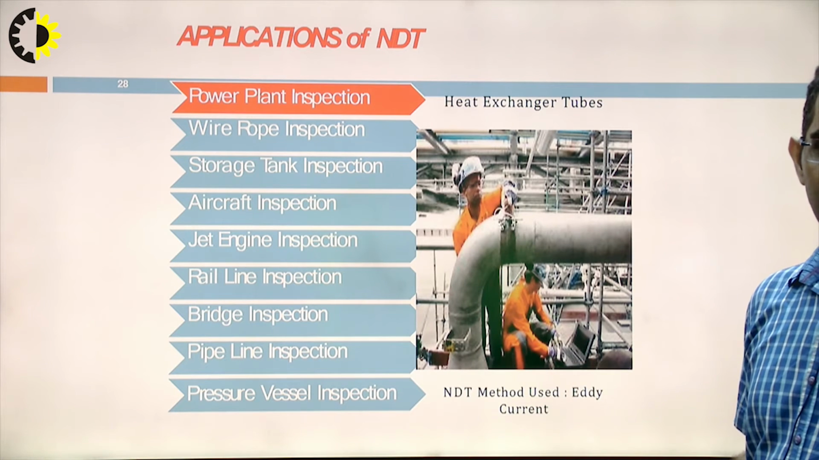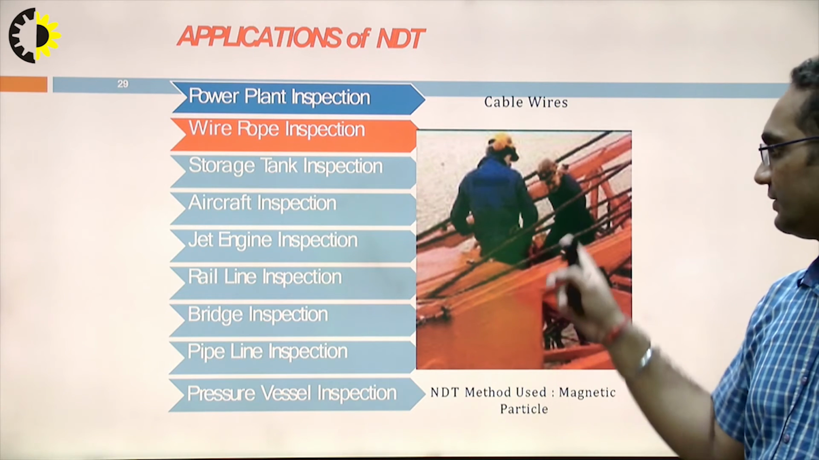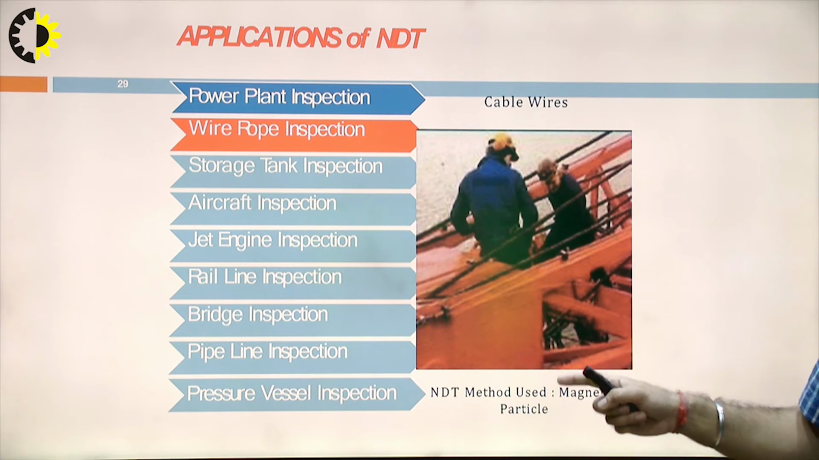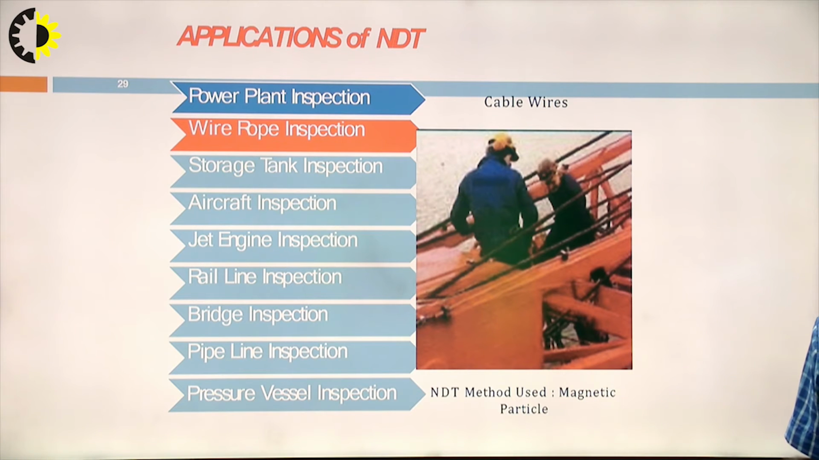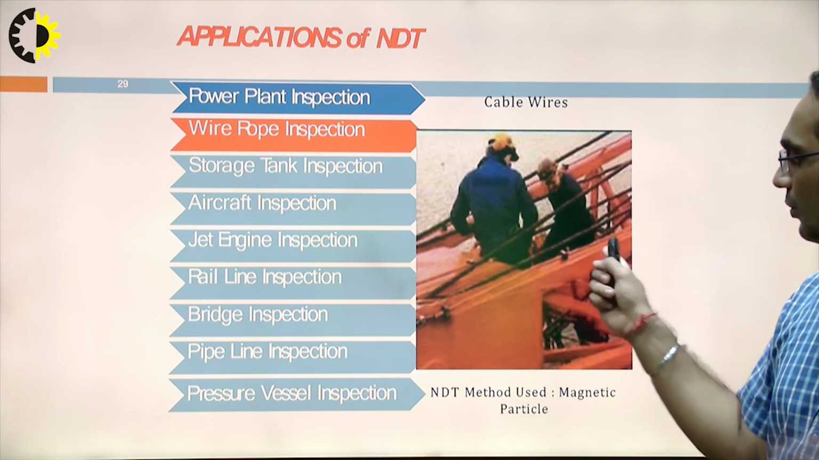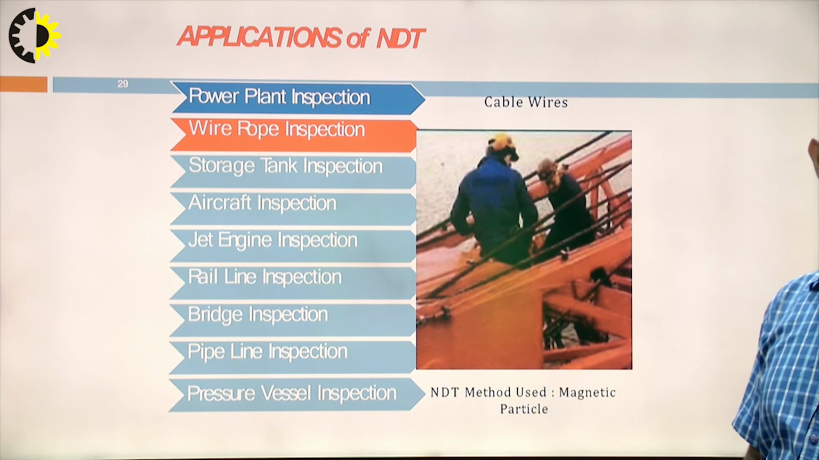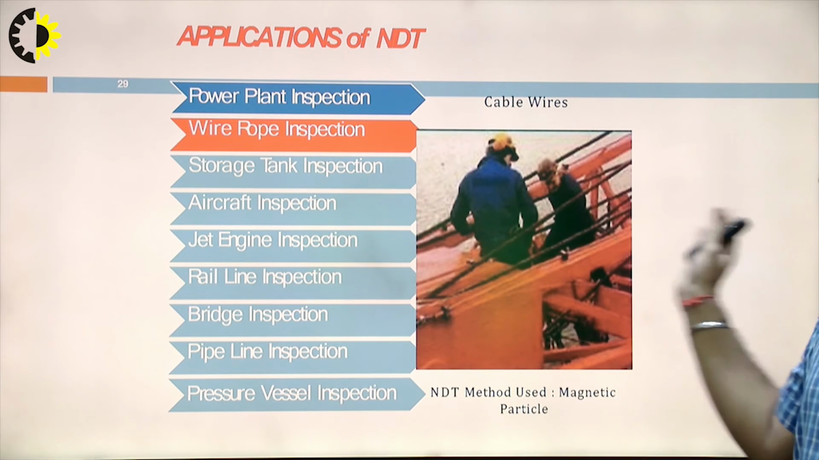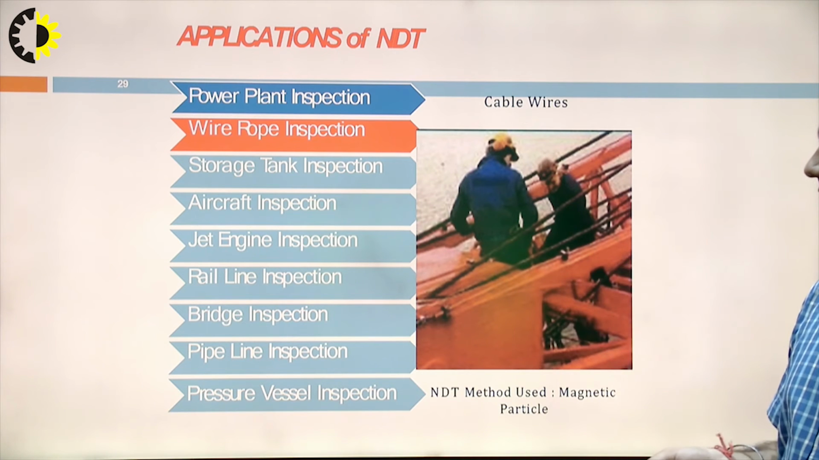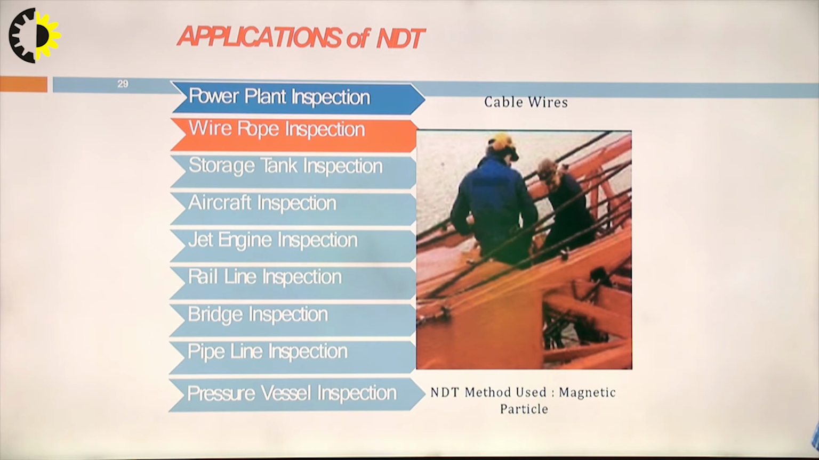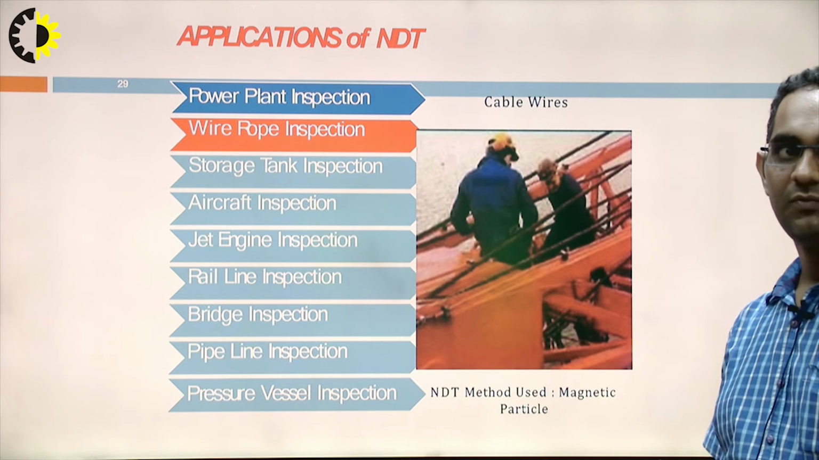Then next is wire rope inspection. Here we can see these are the wires or ropes which are used for carrying weights. Cracks can occur in between these wires, and these cables are inspected in wire rope inspection.